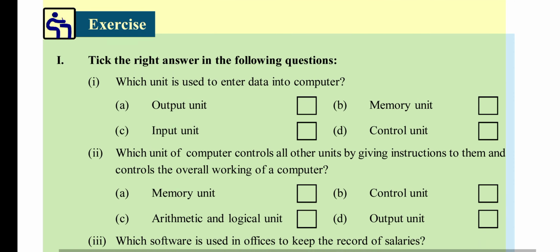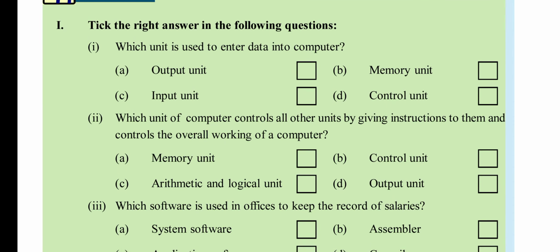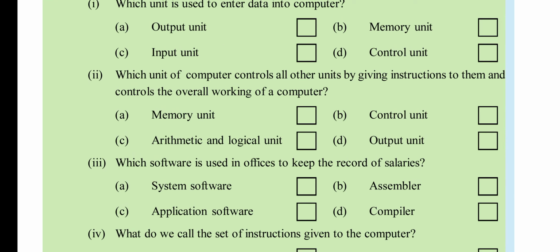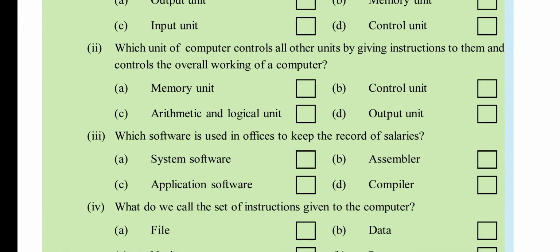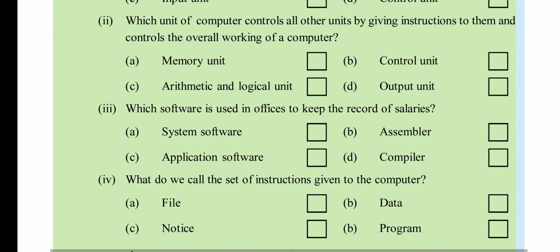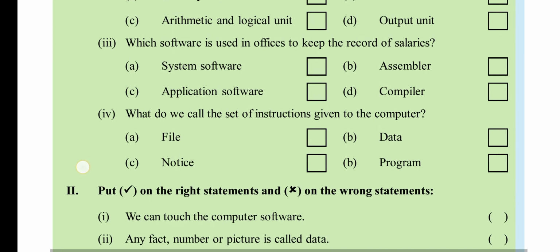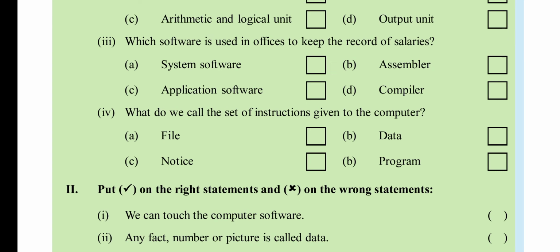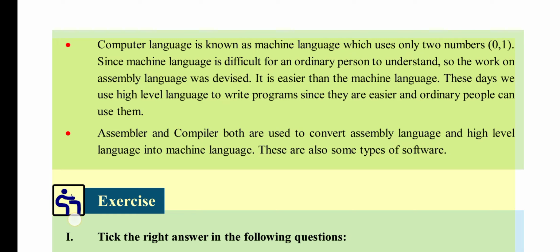Exercise 1. Tick the right answer in the following questions. Which unit is used to enter data into computer? A. Output unit. B. Memory unit. C. Input unit. D. Control unit. Which unit of computer controls all other units by giving instructions to them and controls the overall working of a computer? A. Memory unit. B. Control unit. C. Arithmetic and logical unit. D. Output unit. Which software is used in offices to keep the record of salaries? A. System software. B. Assembler. C. Application software. D. Compiler. What do we call the set of instructions given to the computer? A. File. B. Data. C. Notice. D. Program.